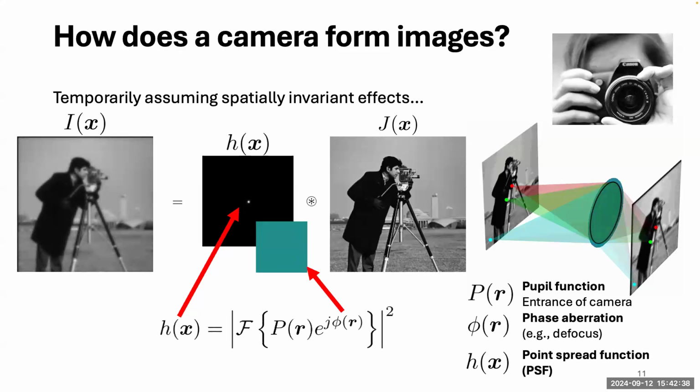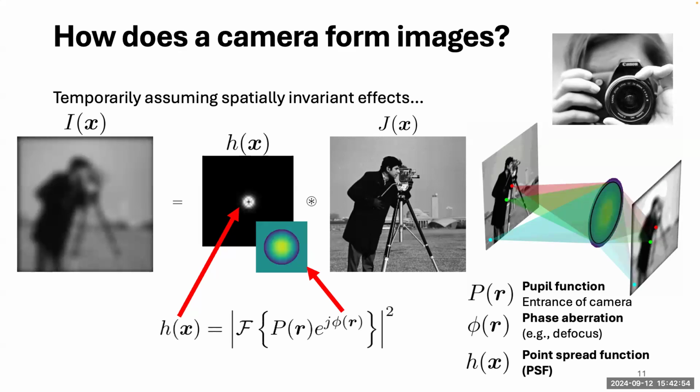the pupil of your eye. It's the entrance of your camera. And then phi of R, this is like a phase aberration. So for example, I wear glasses, okay? So if you have an astigmatism, you would put the astigmatism right there, something like that.